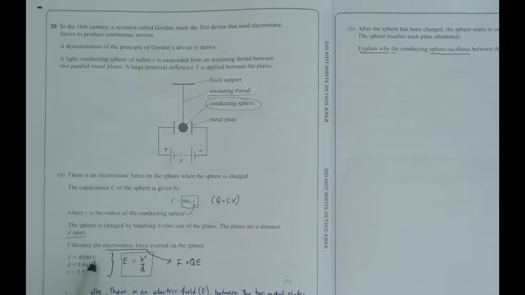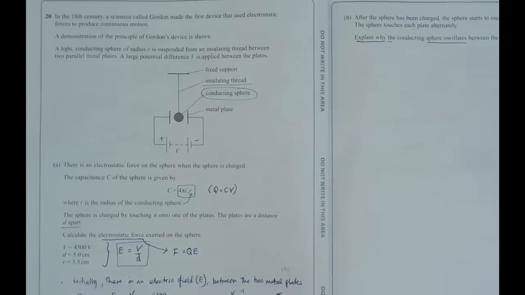So the voltage is given as 4,500. The distance is given as 5 centimeters between the 2 plates. So that will enable us to work out the electric field strength. We also know they've given us the radius of the sphere, so it allows us to work out the capacitance of the sphere. So, how do you answer this question? Well, these are my steps.